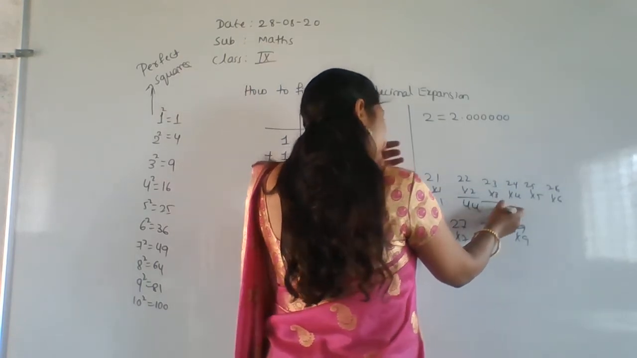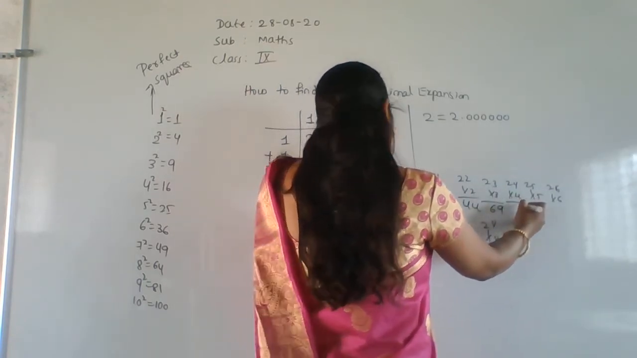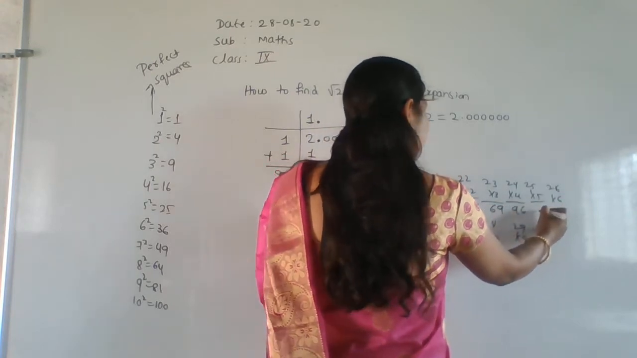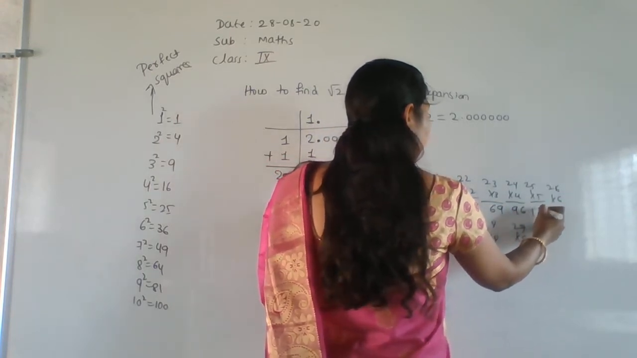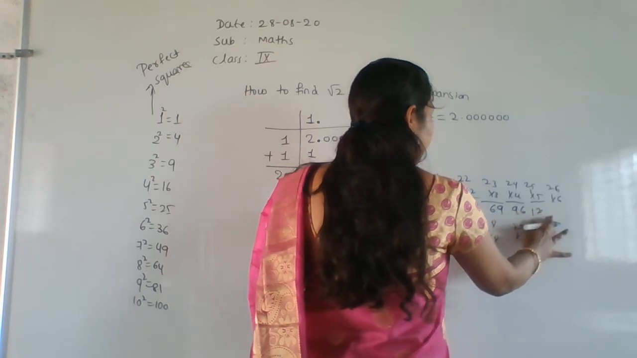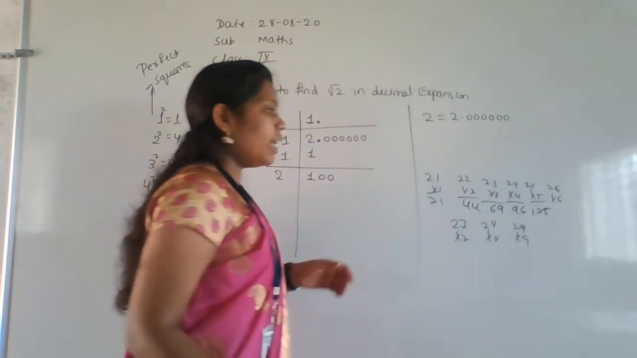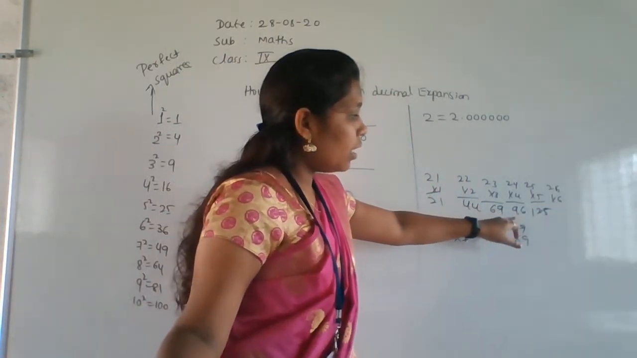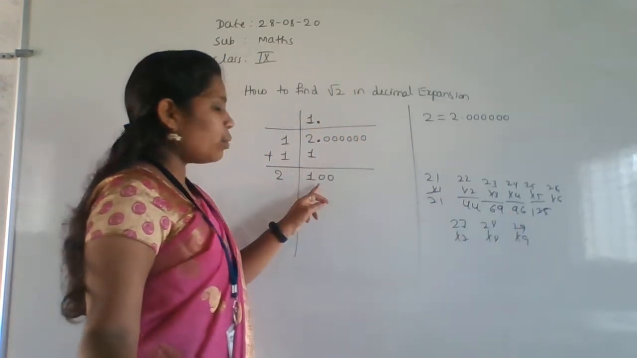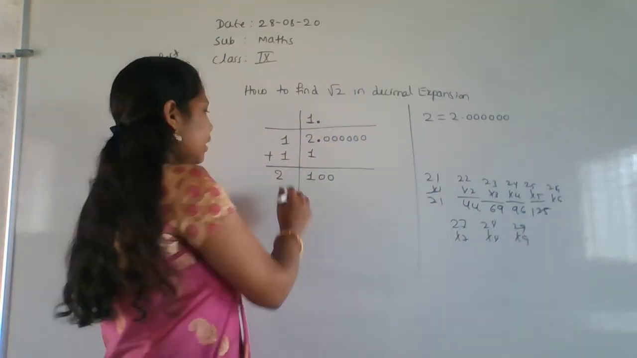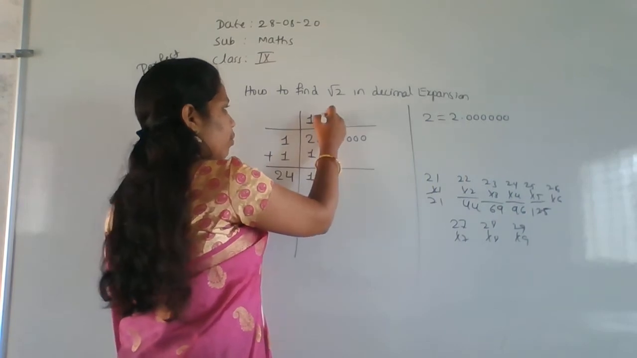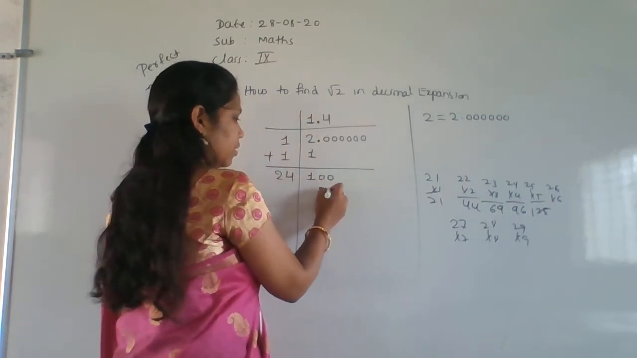Here 69 and here 96 and here 125, right? So we are getting like this, but here 96 is nearer to the 100 value. So take here 24 for the 96.